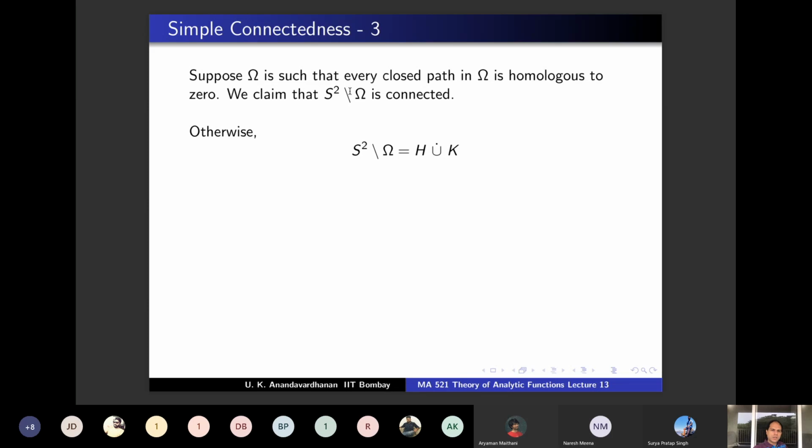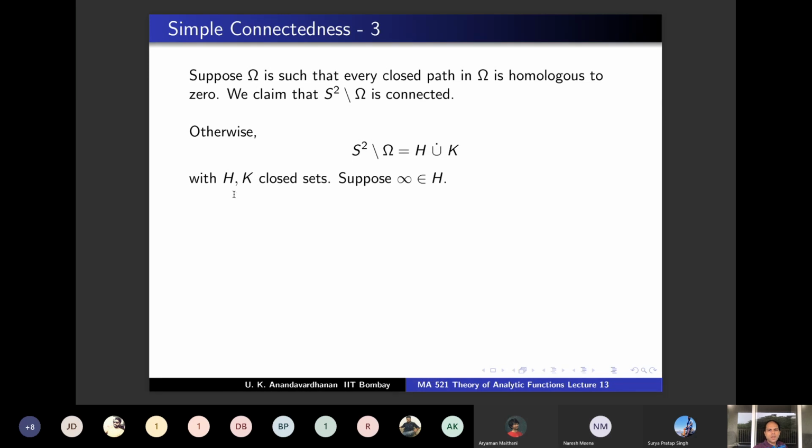omega is not connected. If S2 minus omega is not connected, you can write it as a disjoint union. I am putting this dot here for disjoint. Disjoint union of two closed sets. H and K are closed sets, and the disjoint union gives you S2 minus omega because you are assuming S2 minus omega is not connected. So in S2 minus omega, infinity will be part of one of these. Assume that H contains infinity. H is the component containing infinity.